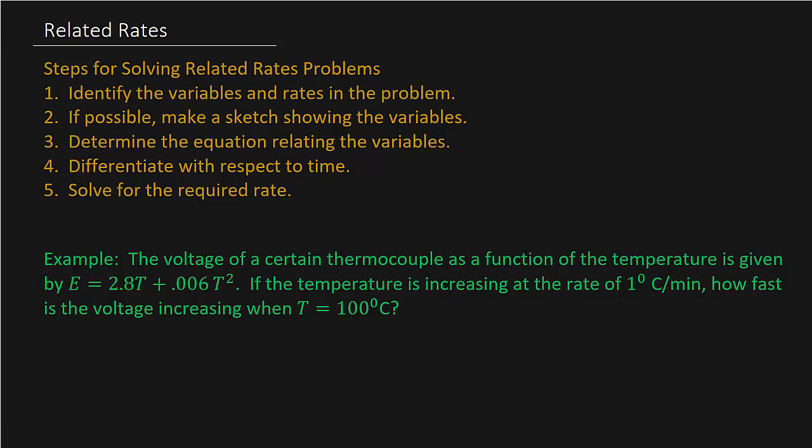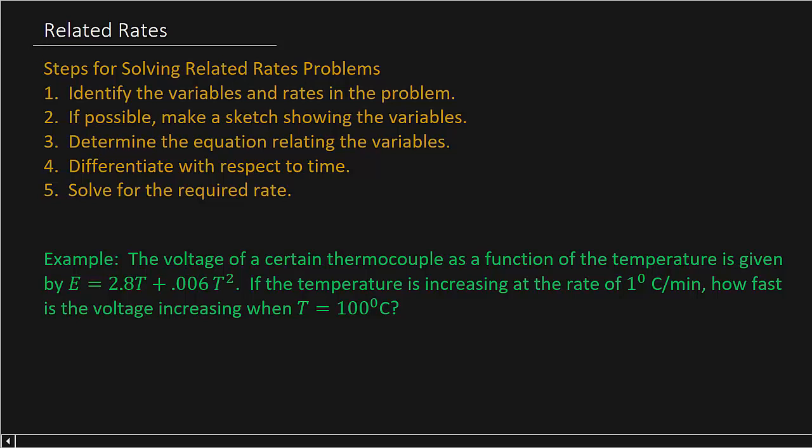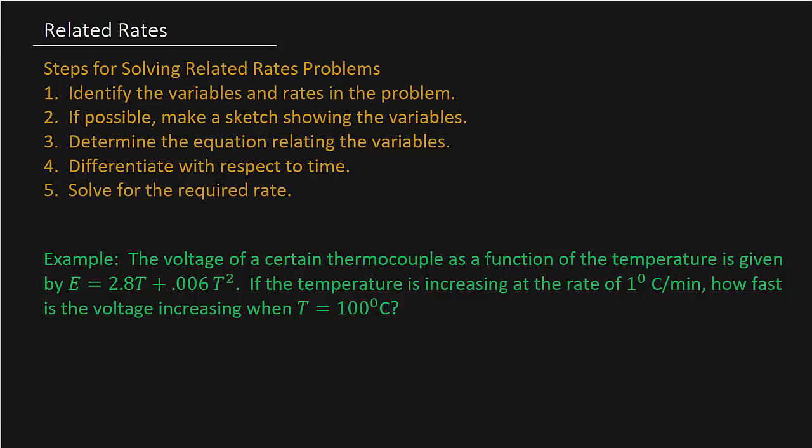The steps for solving related rates problems: identify the variables and the rates in the problem. If possible, make a sketch showing the variables. Now, you won't be able to draw a sketch every time, but if you can, do it. Determine the equation relating the variables. Some of the related rate problems are nice because they give you the equation, and that's nice when they do that.